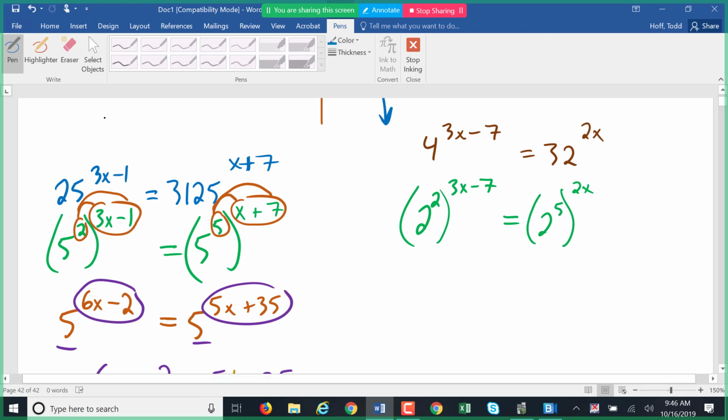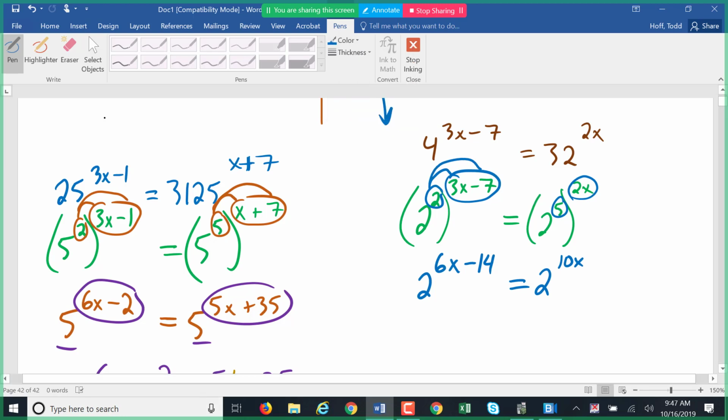Again, we need to combine the powers. A power of a power, or the power of an exponent, we multiply the powers. So 2 times 3x minus 7, we have to distribute that 2. So that's 2 to the power of 6x minus 14. 2 to the 5th to the power of 2x. Again, we multiply the 5 and the 2x. 5 times 2x is 10x.